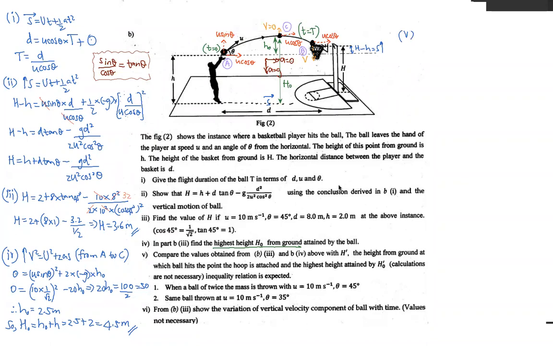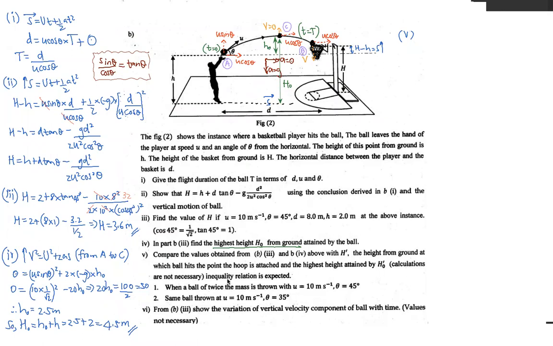I hope we have enough space to finish it. Compare the values obtained from B3 and B4 above with H dash, the height from ground at which the ball hits the point the hoop is attached, and the highest height attained, H naught. H dash is the... now for capital H and capital H naught we have found the initial values. They are asking us to compare another value for capital H and another value for H naught.